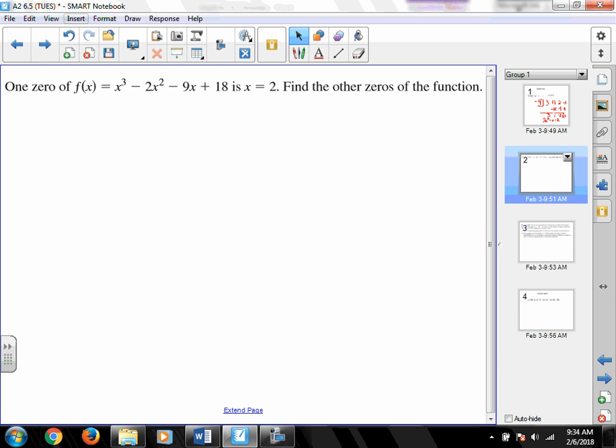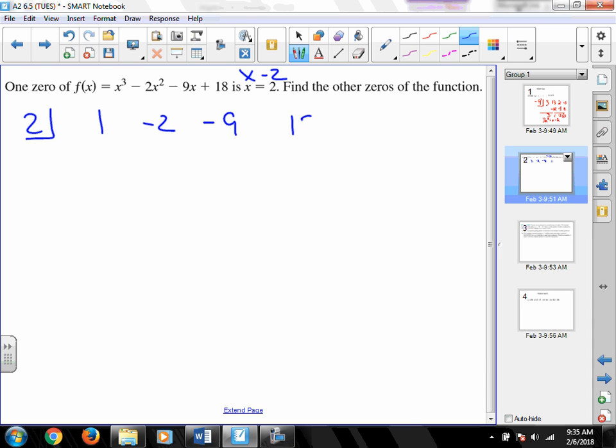Really, all this is asking you to do is go through the factoring process again, okay? So if I have x equals 2, that means I'm really working with x minus 2. So that 2 is going to be your k value. So 2, again, goes up in the box, up in the corner. And do I have every power of x? Yep. So we're going to get 1, -2, -9, and 18.